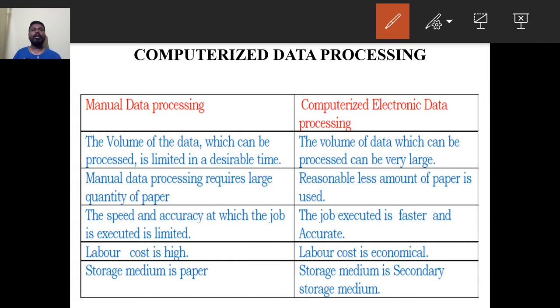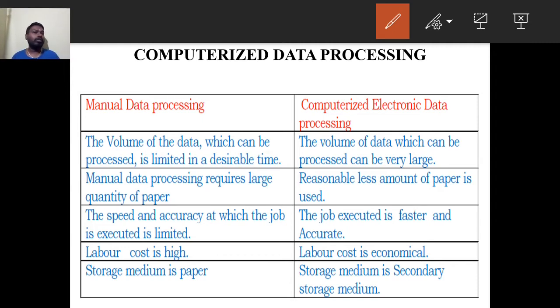Right. First point, in manual data processing, the volume of data which can be processed is limited in a desirable time. Assume per day how many numbers you can calculate. Assume I'm going to give first 100 numbers. Next after 1 hour I'm going to give 200 numbers. After 1 hour I'm going to give 300 numbers. If you are using paper, the data limit, which means how many numbers you can calculate, 1000, 10,000, 1 lakh, is limited.